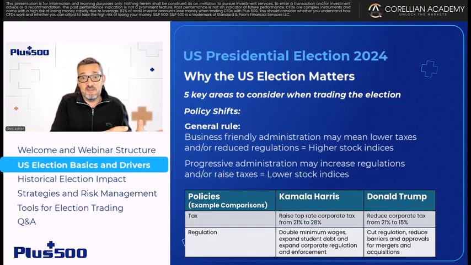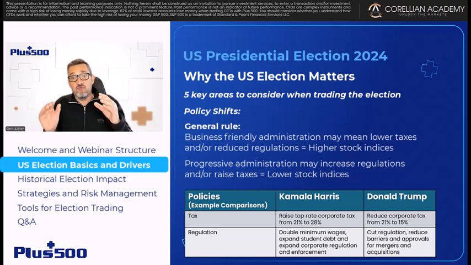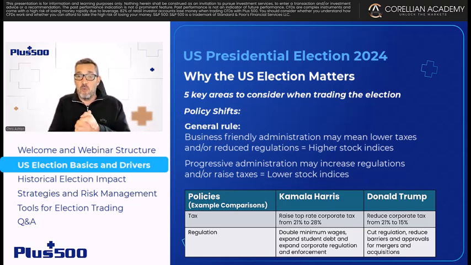Currently, Kamala Harris has indicated her desire to raise the top rate corporate tax from 21% to 28%, a potential negative for future company earnings of the big US corporations, while Donald Trump wants to reduce corporation tax from 21% to as low as 15%, which could be seen as a positive.